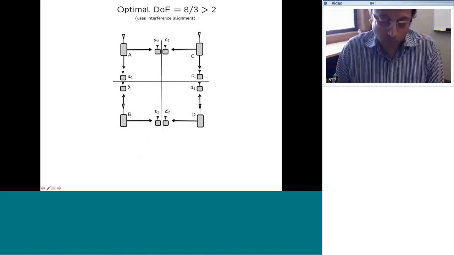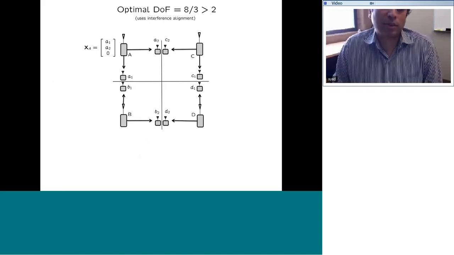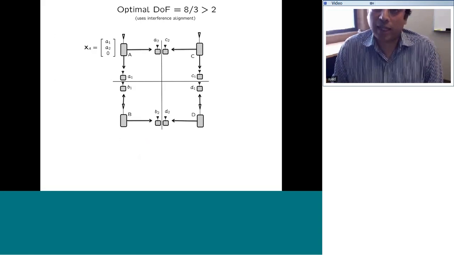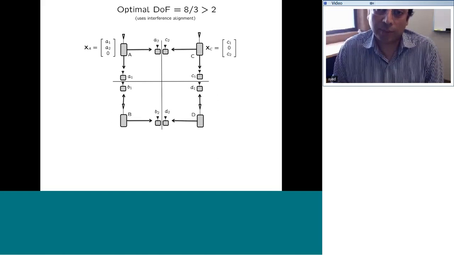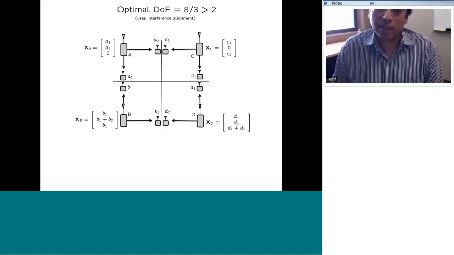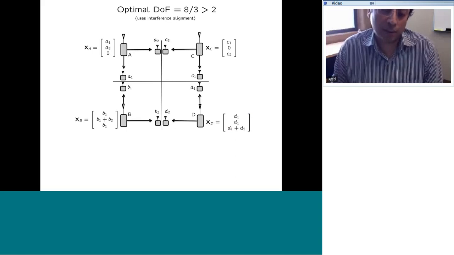So what happens here? Well, transmitter A, the base station A, will send symbol A1 during the first channel use, A2 during the second channel use, and stay quiet during the third channel use. Transmitter C will do C1, C2. Those are the 3 transmissions. Transmitter B sends B1 every time. It repeats B1, but it sends B2 only during the second channel use, and transmitter D repeats D1 every time, but sends D2 only during the third channel use.